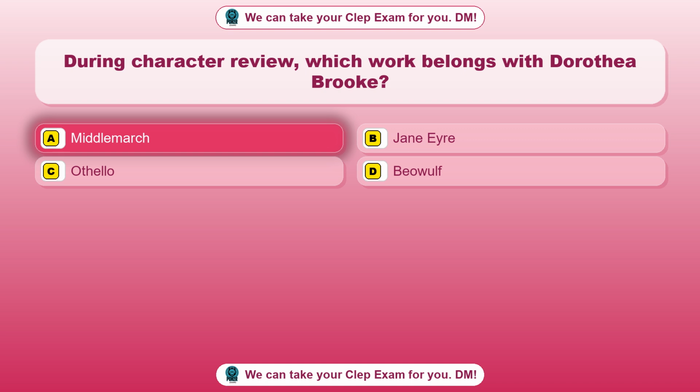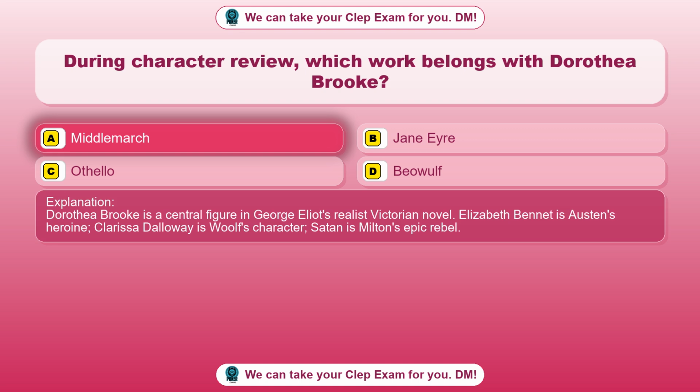Middlemarch. Dorothea Brooke is a central figure in George Eliot's realist Victorian novel. Elizabeth Bennet is Austen's heroine. Clarissa Dalloway is Woolf's character. Satan is Milton's epic rebel.